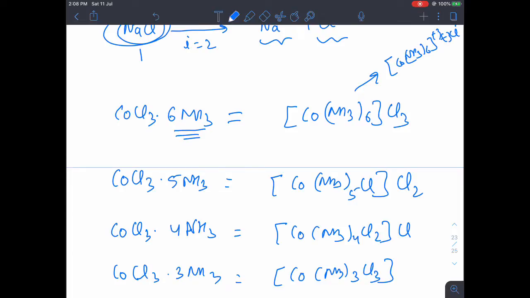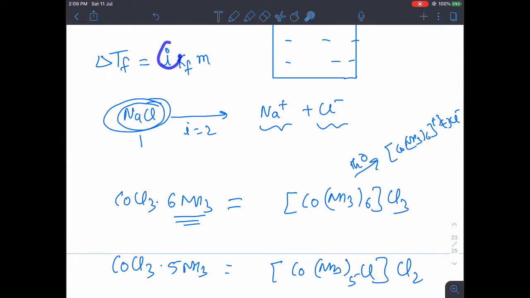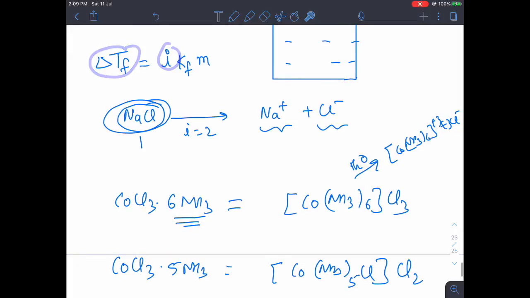So one of the particle, this one, is giving how many particles? 4. 1 plus 3. Whereas this will break into 2 ions only. This will break into 3 ions because 2 chloride ion and this will break into 2 ions, and this will not at all break. So which have the highest value of i? This one. So that will be our answer, because i is more, depression is more, so freezing point will be low.